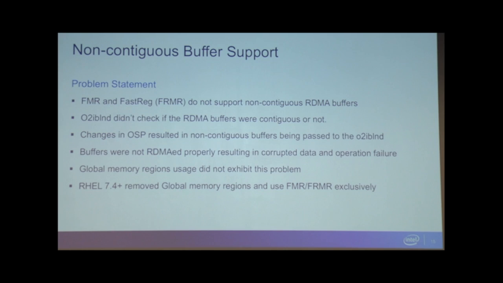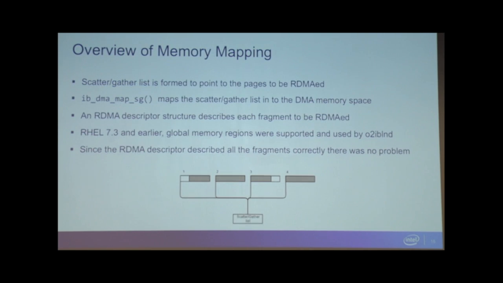But when there are fragments or gaps in the middle of the buffer, the algorithm that FRMR and FMR use doesn't work, and they cause corruptions. This is an example of that: we have a scatter-gather list with maybe an offset at the first page, but the third page has a gap right there, and then it continues. So if we try to RDMA that normally, we end up with corrupted memory data transferred over.